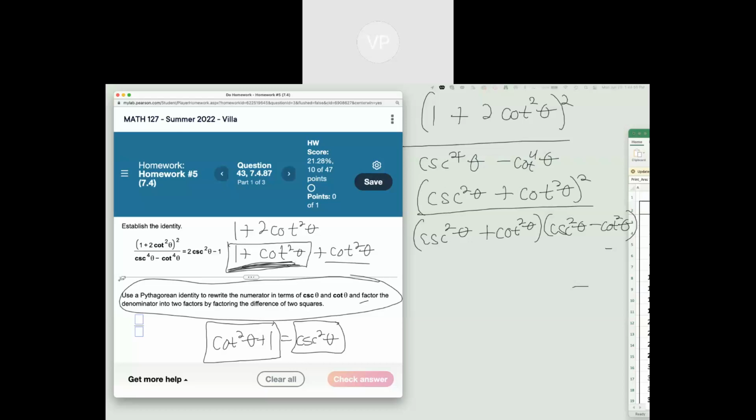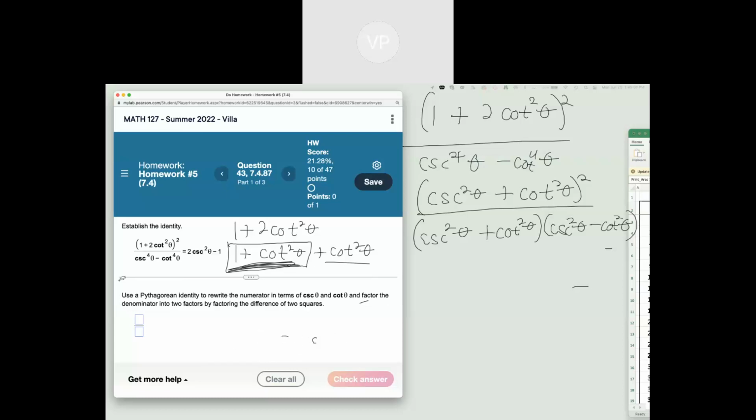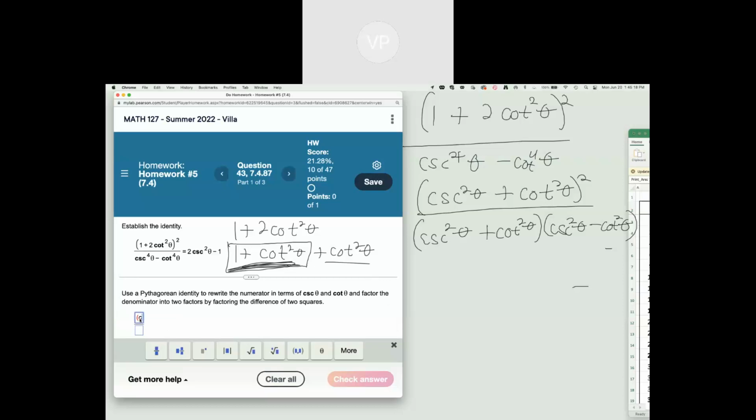So I think that's what they're talking about. We'll find out in a second where they say, use a Pythagorean identity to rewrite the numerator in terms of cosecant and cotangent and factor the denominator into two factors by the difference of two squares. So this should be the line that I have right here. And if we have identified exactly what they're talking about.